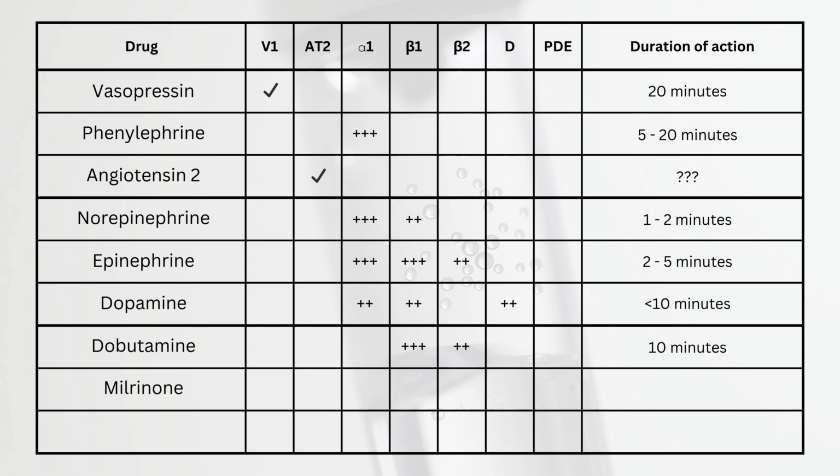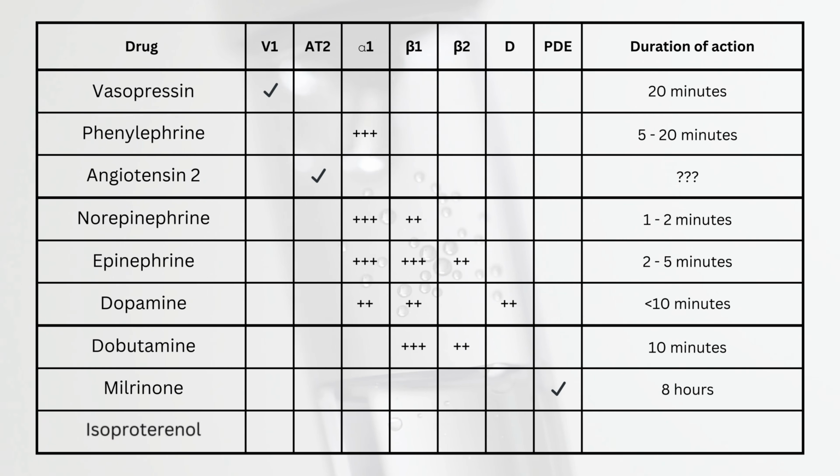Milrinone is a drug that functions differently than any other medication I have discussed thus far. It does not stimulate any receptors. It is a phosphodiesterase 3 inhibitor, which increases intracellular calcium release and reuptake. This produces strong inotropy and vasodilation. Its duration of action is much longer, clocking in around 8 hours.